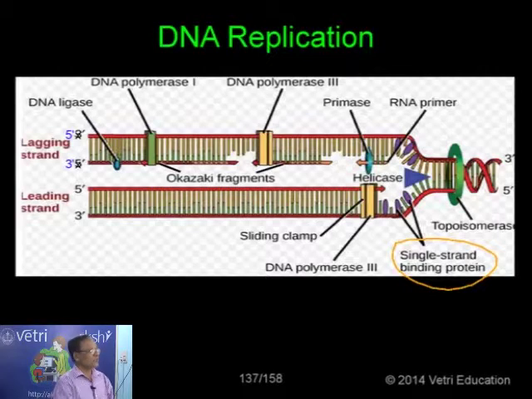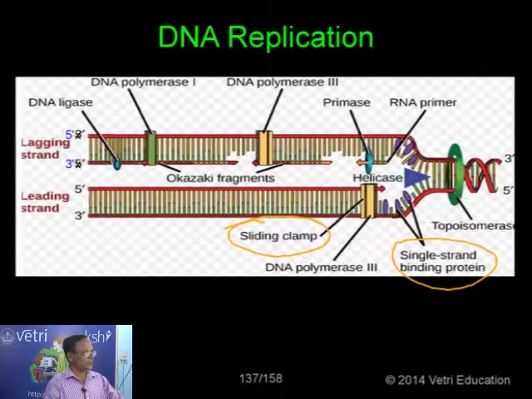Then another one, the sliding clamp, a clamp protein. This is a clamp protein which prevents the DNA polymerase enzyme from being separated from the single strand structure. So it is responsible for preventing the dissociation of DNA polymerase 3 from the template DNA strand, because it is a must. It is necessary for the polymerization process.